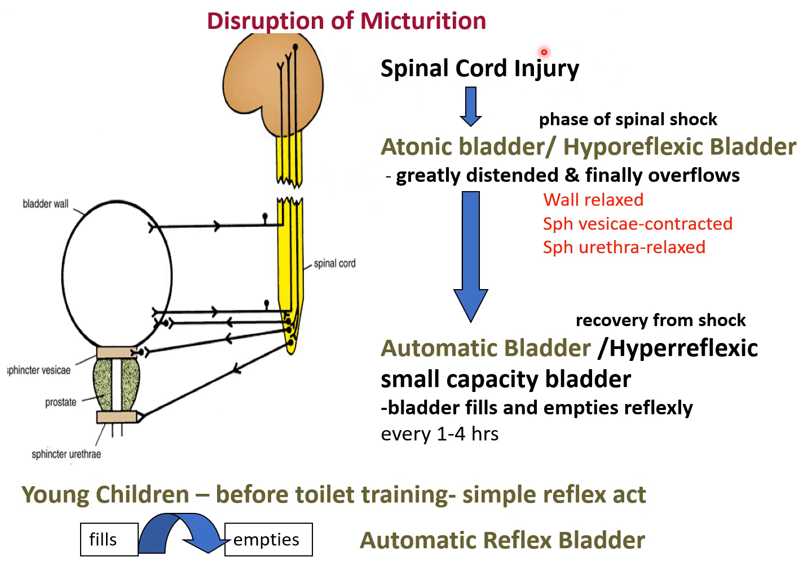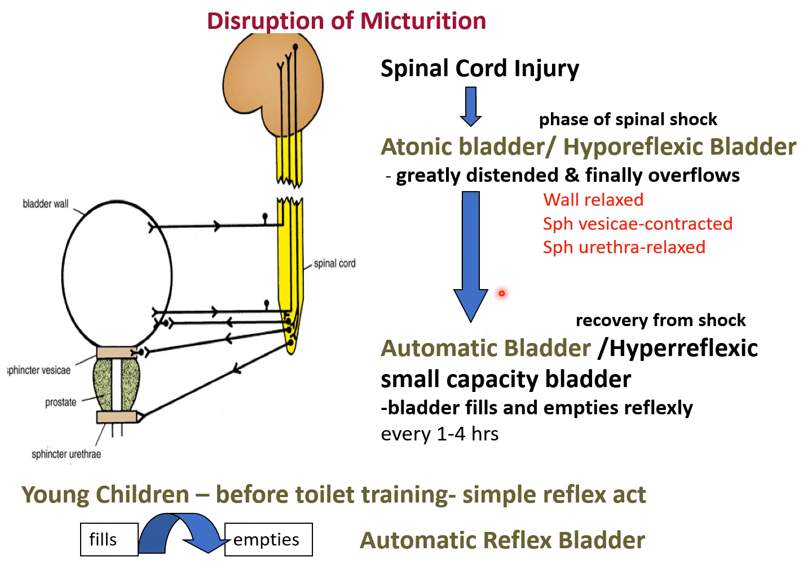Now, if there is a spinal cord injury, say at the upper levels, above the sacral segments, the person is initially in the phase of spinal shock. The bladder is atonic and hyporeflexive. That is, it distends and it finally overflows. The detrusor muscle is relaxed, the sphincter vesicae is contracted, and the sphincter urethrae is relaxed. So it just distends to its capacity, and then it tends to overflow.